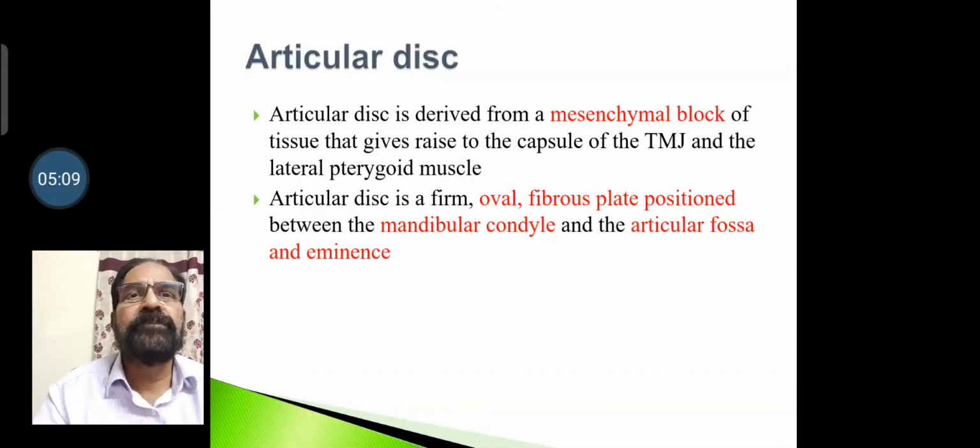Articular disc. The articular disc is derived from a mesenchymal block of tissue that gives rise to the capsule of the temporomandibular joint and the lateral pterygoid muscle. The articular disc is a firm, oval, fibrous plate, and it is positioned between the mandibular condyle on one side and the articular fossa and eminence on the other side.